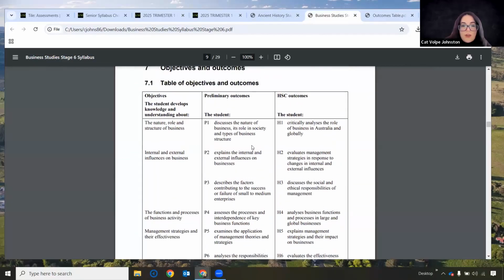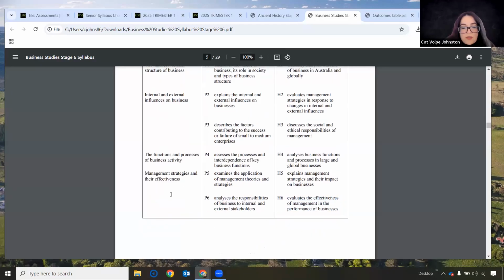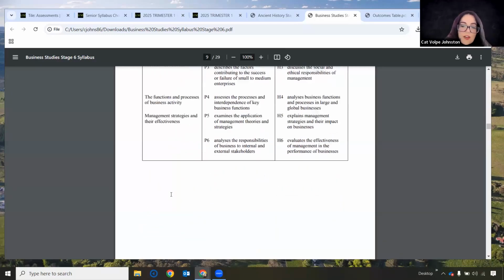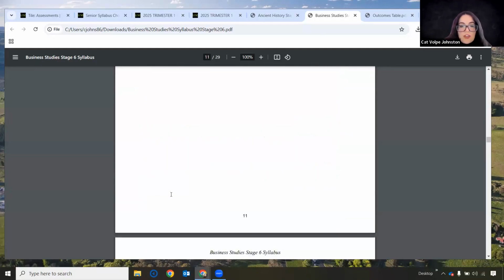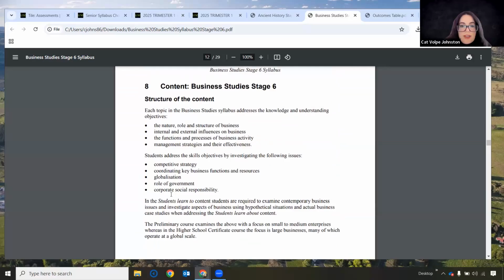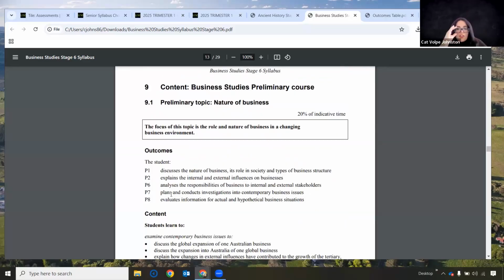The interesting thing about the business studies syllabus is that it sort of aligns the outcomes with the objectives specifically, rather than puts the objectives up at the top and then just has the rest of them underneath. Neither way is better than the other. I think this way is kind of neat because it sort of directly links it to the outcome, so that can be handy. Okay, so section on key competencies. It just breaks down overall what each unit looks at.